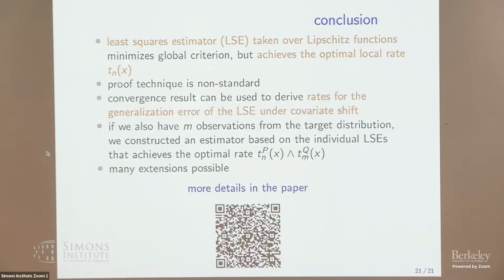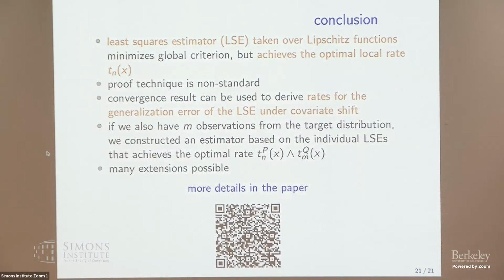With this, I want to close here. So what we did is we derived these optimal local rates, Tn, for the least squares estimator taken over all Lipschitz 1 functions. I think the main novelty is the proof, how to derive it, because you have to go somehow beyond the standard statistical learning framework. Then we can insert that in order to get convergence rates for the least squares estimator under covariate shift. You always have this log n, which is a bit annoying because of the uniformity that we had before.